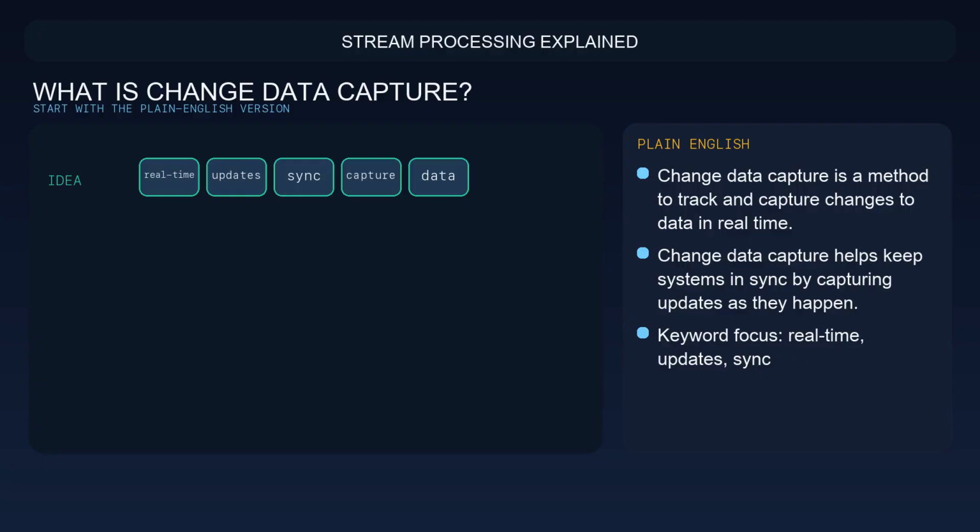If this term is new, here is the simple version. Change data capture is a method to track and capture changes to data in real time. Change data capture helps keep systems in sync by capturing updates as they happen. A database uses change data capture to update a data warehouse in real time.